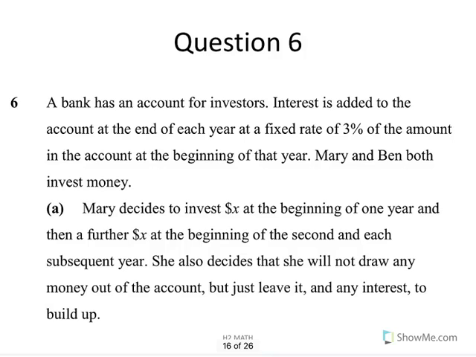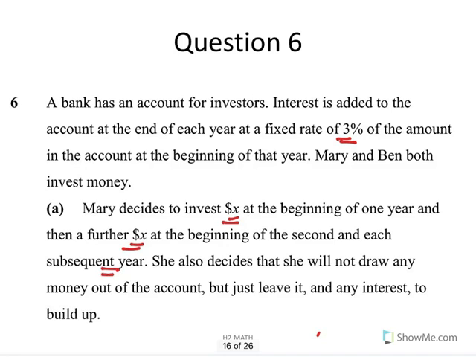An account at a bank is an account for investors. The interest is added to the account at the end of each year at a fixed rate of 3% of the amount in the account at the beginning of the year. Mary and Ben both invest money. Mary decides to invest X dollars at the beginning of the first year and then a further X dollars at the beginning of the second and each subsequent year.